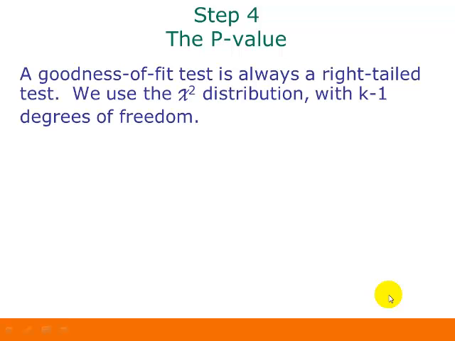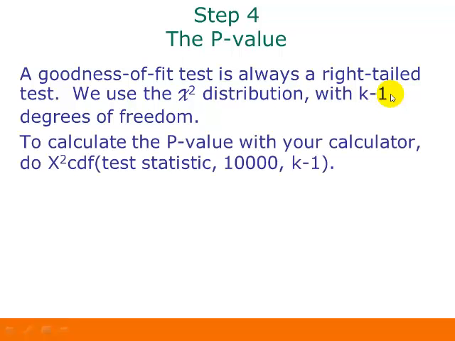Okay, so step 4 is finding the p-value, and you do also get this from StatCrunch, but this would apply if you wanted to check what you've gotten in StatCrunch, and it's also helpful to know what it is that you're actually doing to get the p-value. So the most important thing here is that a goodness of fit test is always going to be a right-tailed test. We can't really tell that from looking at the alternative hypothesis, but this is always a right-tailed test. We use the chi-square distribution, and we use k-1 degrees of freedom, where k is the number of categories.